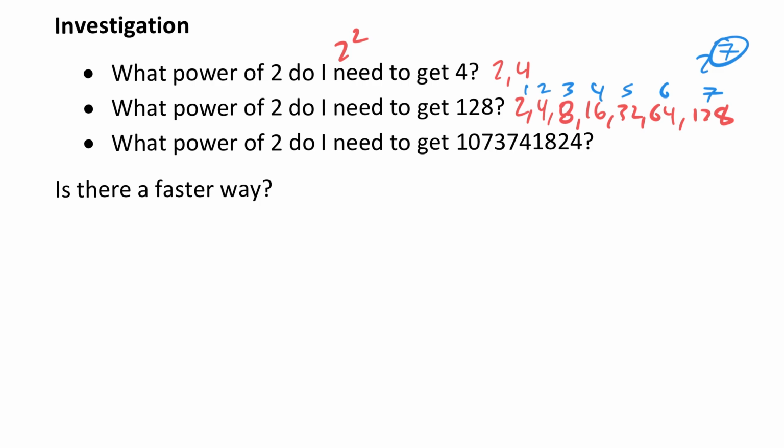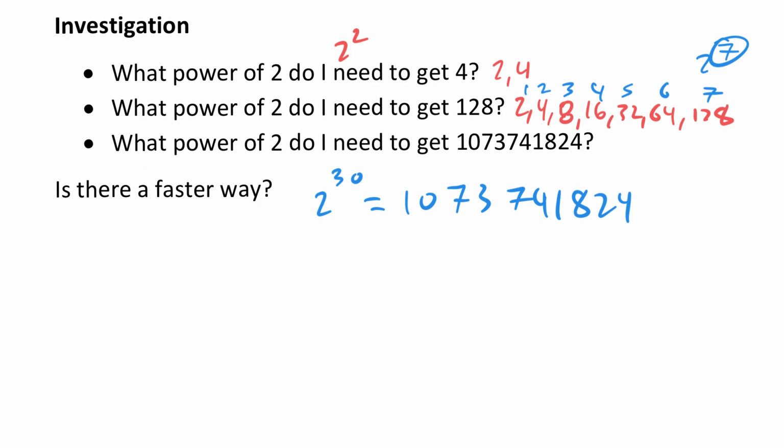But if you were persistent, 2 to the 30 is indeed equal to 1073741824. Which is just crazy. We have our calculators and we're just typing in random numbers. Surely there must be a faster way. So the question is, is there a faster way to do this?